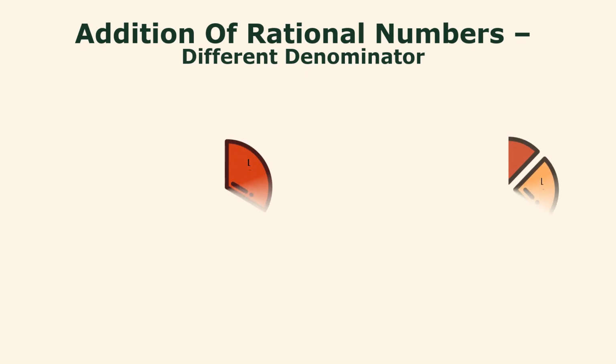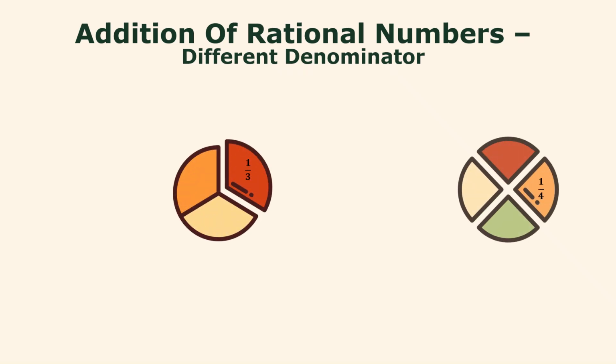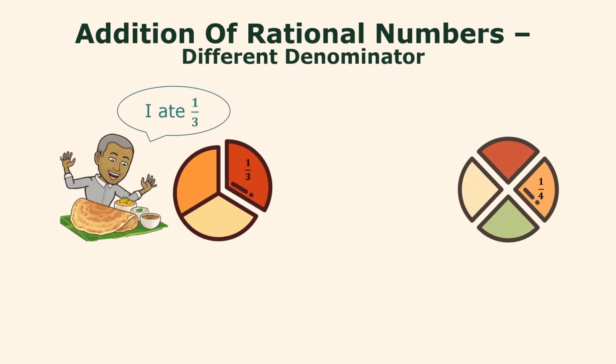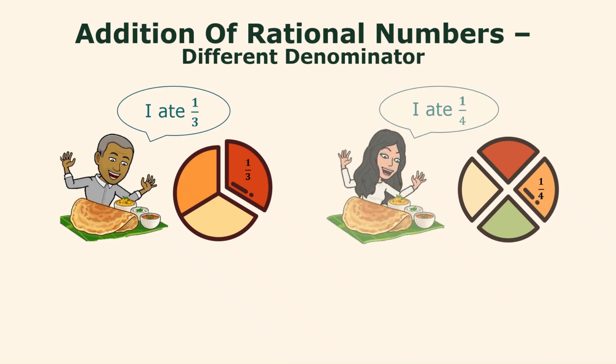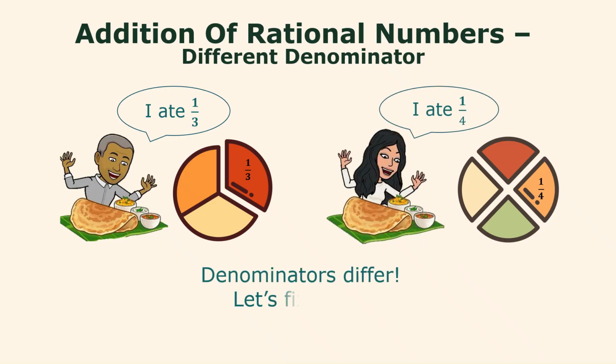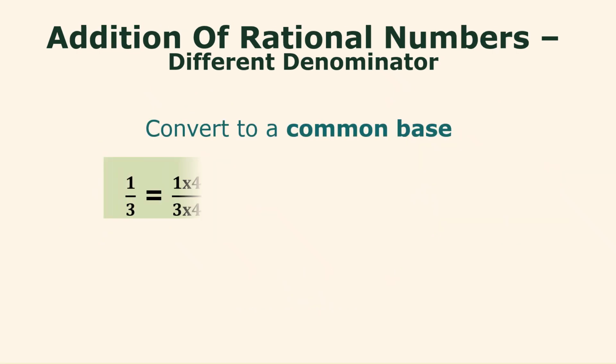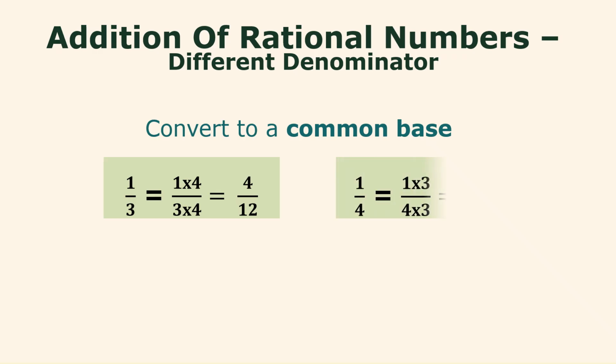But what if the pieces aren't the same? You ate 1/3 of a dosa and your cousin ate 1/4. So how do we fix that? We find a common denominator. Convert 1/3 to 4/12 and 1/4 to 3/12.